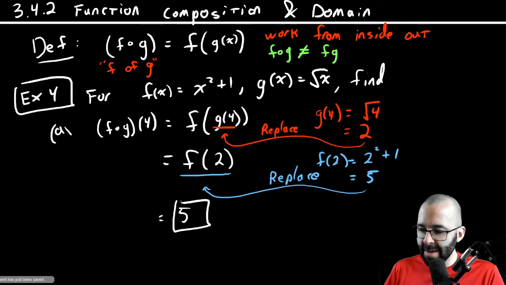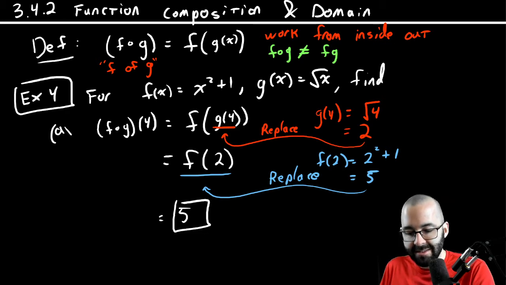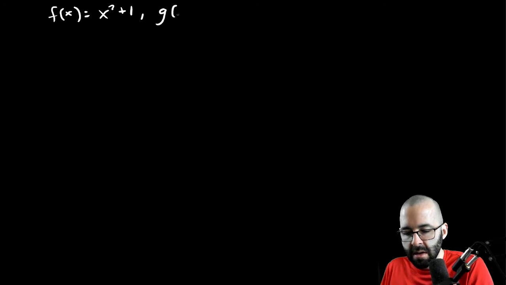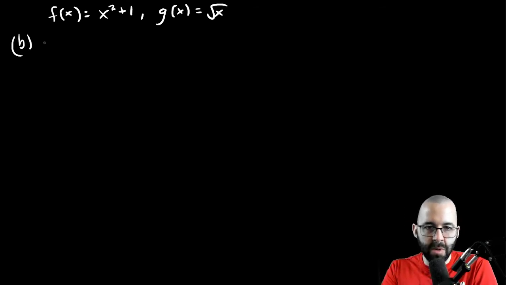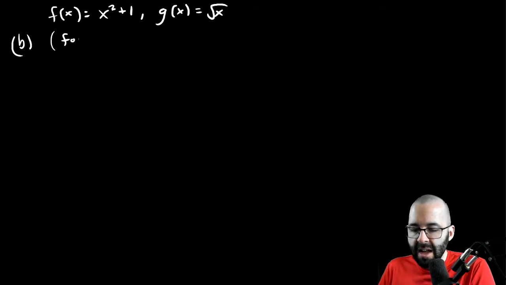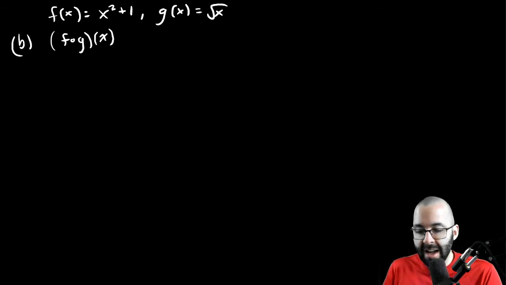Now let's take this up a notch. Let's find f of g of x. All right, now I want to copy these functions down real quick. F of x was x squared plus 1. And g of x was the square root of x. So in part B, you don't have to copy these down again, but I just don't want to go between pages. It asks you to find f of g of any x. So in the last one, we found f of g specifically at 4, and now it's f of g for any input value, any x.